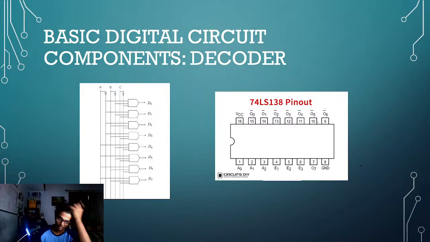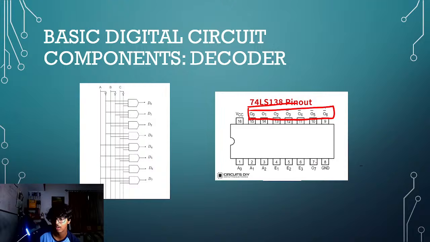And the real-world IC is called 74LS138. This is your pinout, what each pin does. Let's see, what is this? Okay, so O0 to O7 is just your outputs.